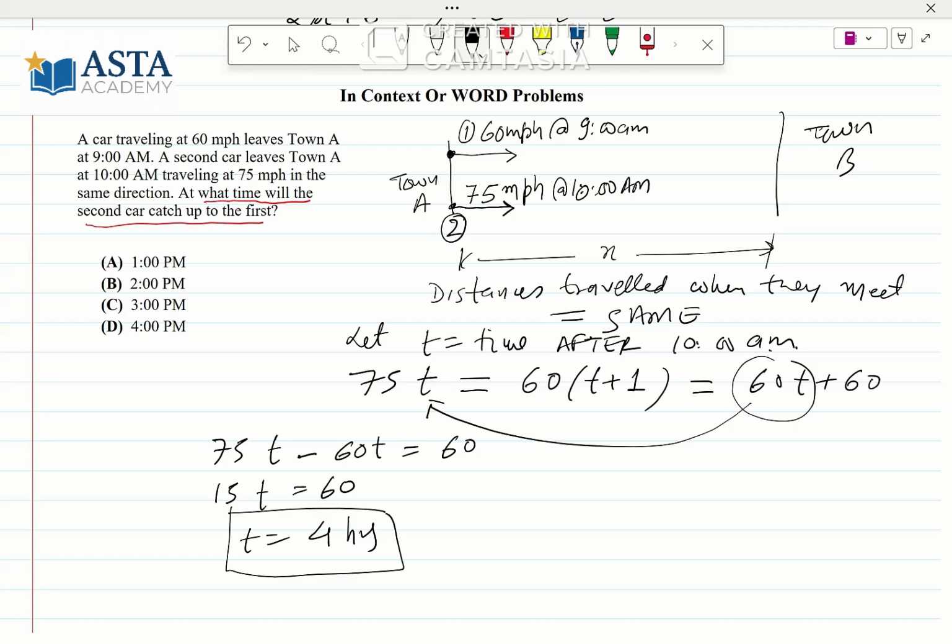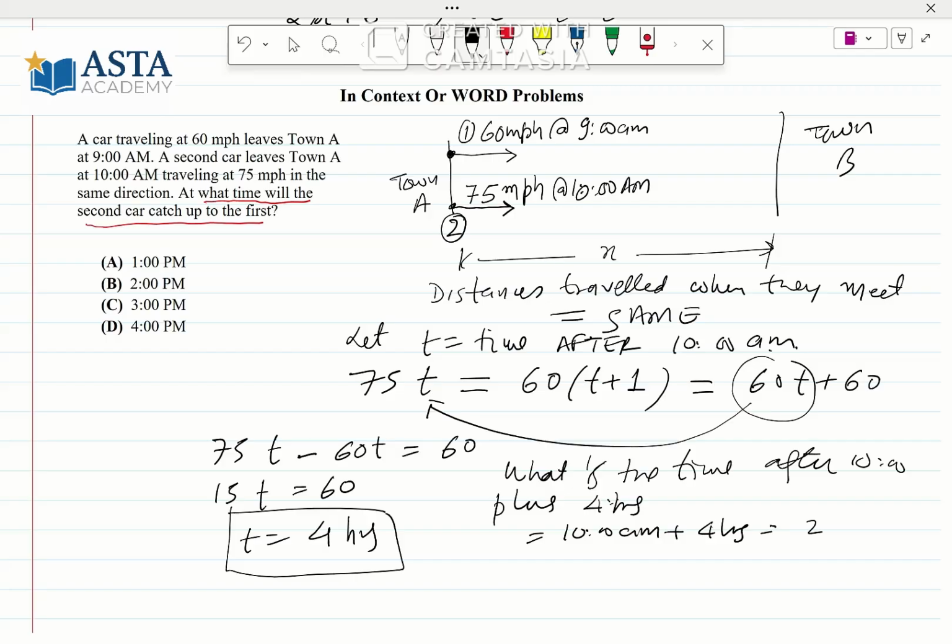So what will be the time? It will be 10 a.m. plus 4 hours, which is 2 p.m. What's the answer? The answer is B. So in this case, you see that your answer is going to be B.